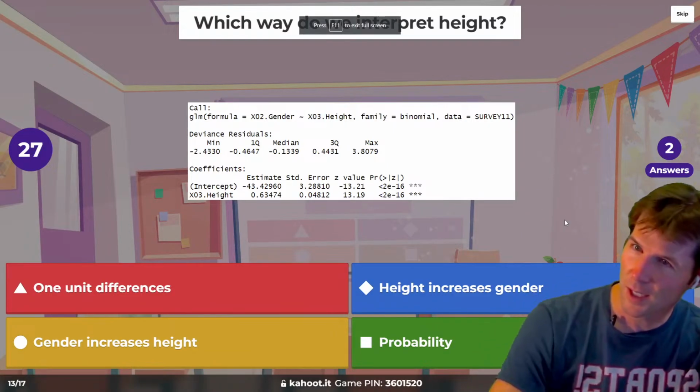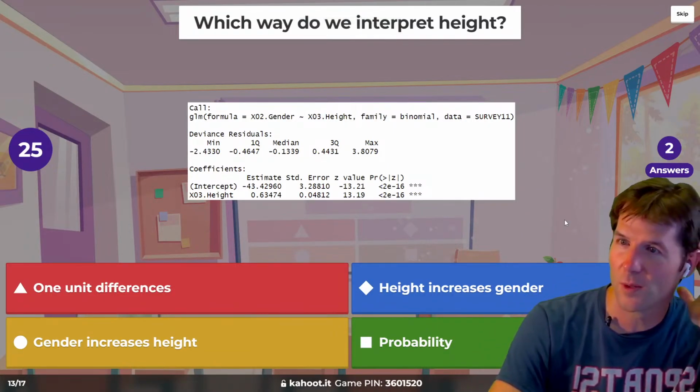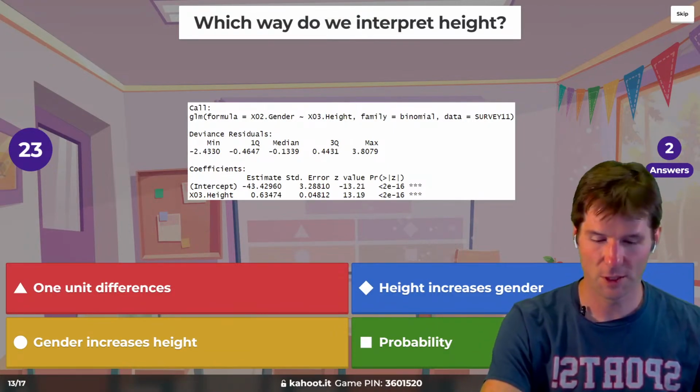Now be very careful right here. Be very careful about interpreting coefficients.